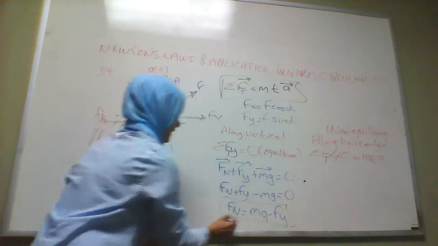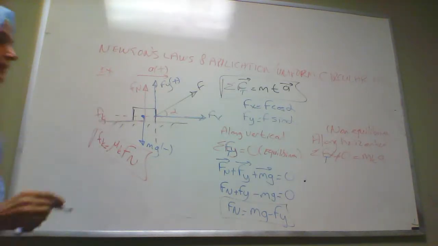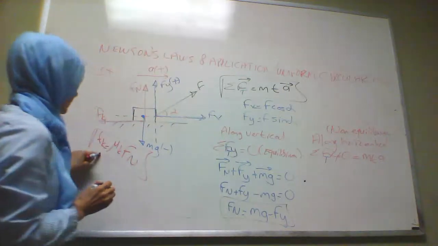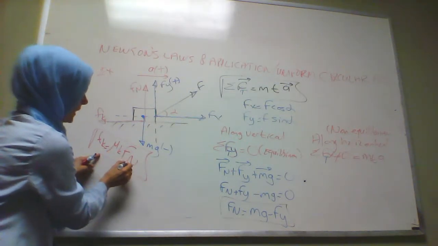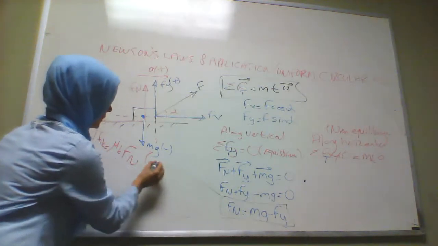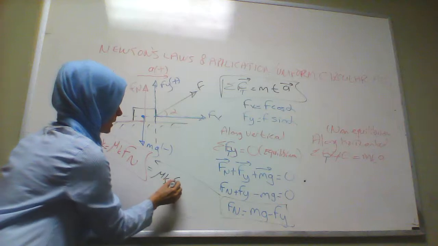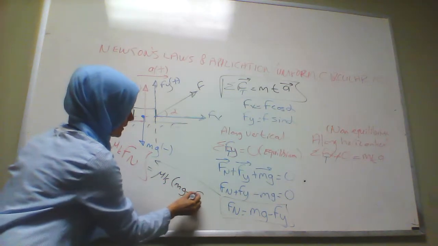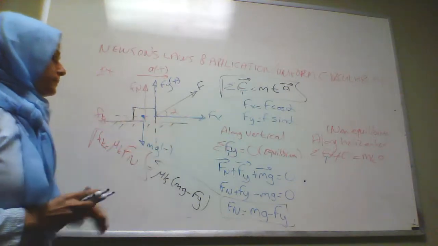So, what happens when I go into the horizontal motion and write down my equation? I'm going to write down my Fk in there. Fk is equal to mu k times Fn. And enter an Fn from here. I will have Fk is equal to mu k times mg minus Fy. It is not mg anymore. This is a different system.